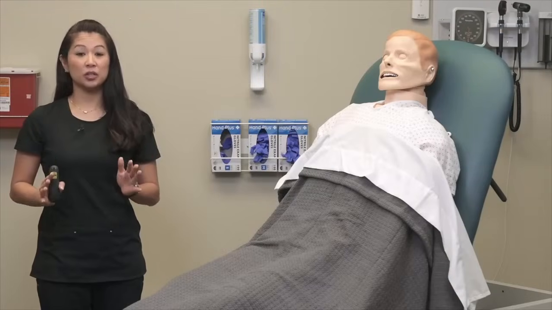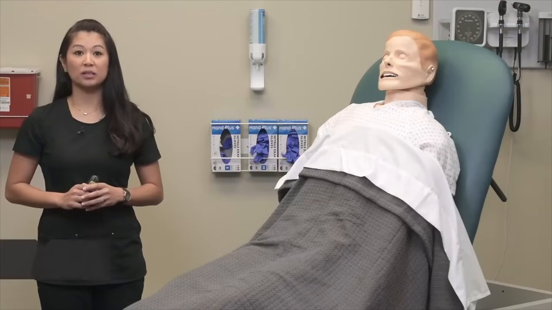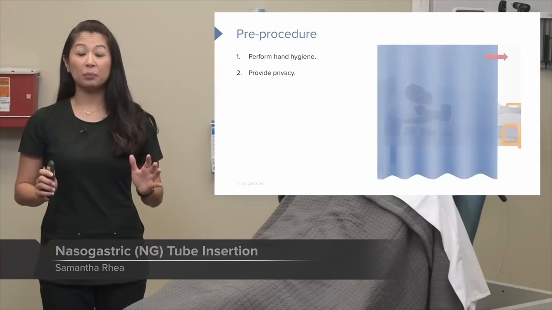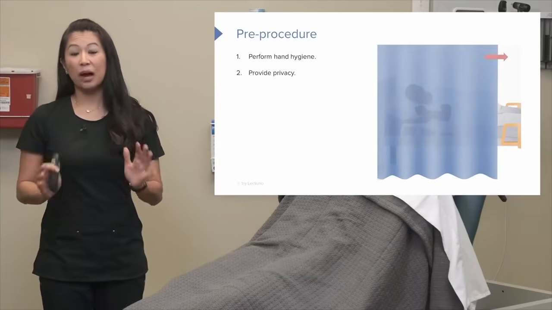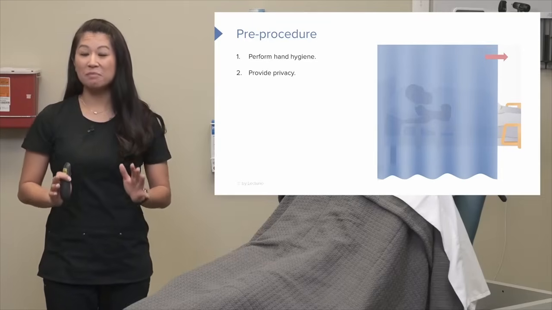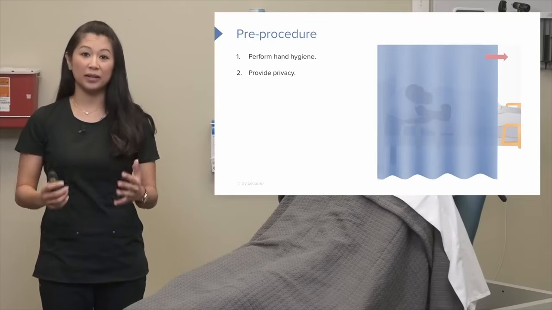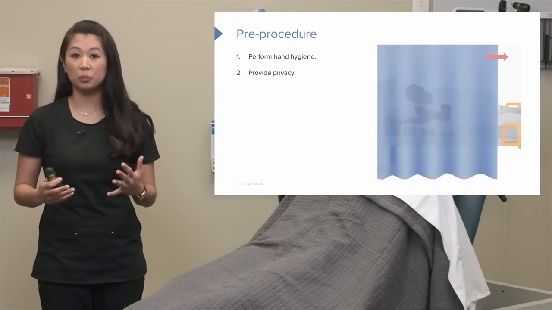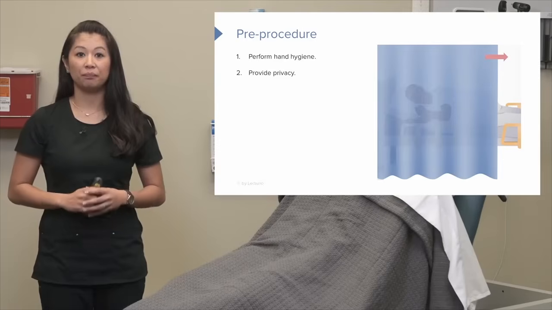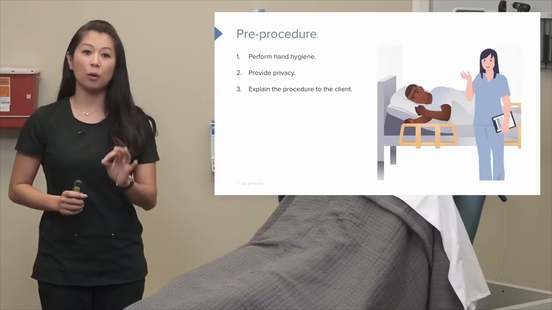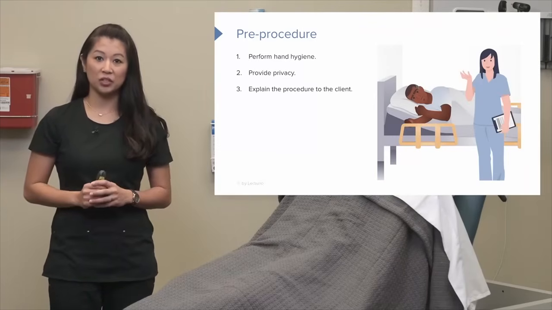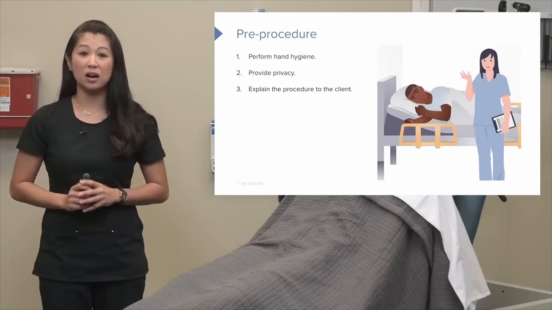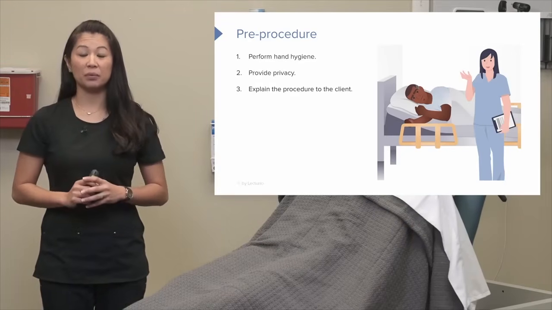Now, before insertion, let's look at a few key points. We always want to remember to perform our hand hygiene and provide privacy for our patient. I will tell you, this is not the most pleasant procedure when you insert a nasogastric tube. So you want to provide the patient as much privacy and comfort as possible, and be thorough about explaining the procedure. As a nurse, be honest. Let them know, this is going to be uncomfortable and this is what's going to happen.